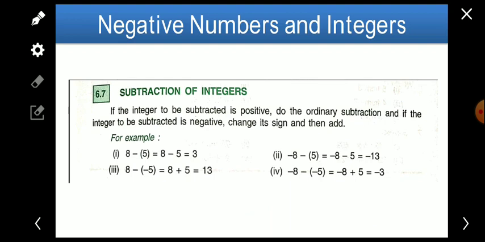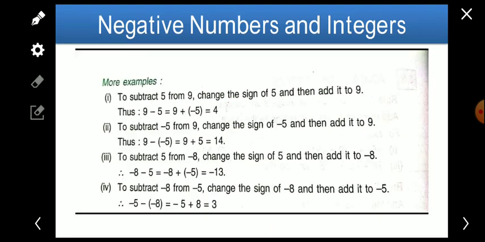So I hope that you understood how to add the integers and how to subtract the integers. These are the examples. You just stop the video and try to do them, match the answer and practice.